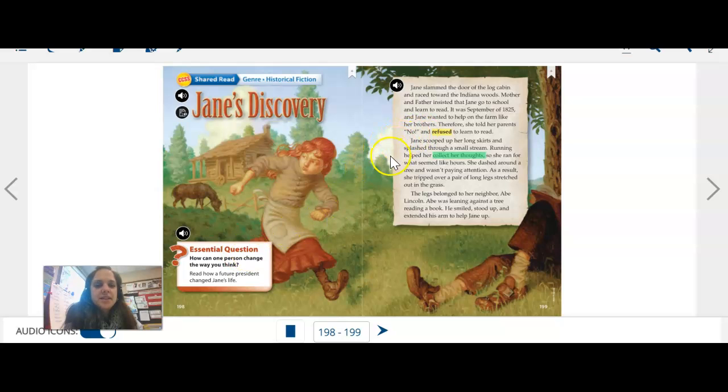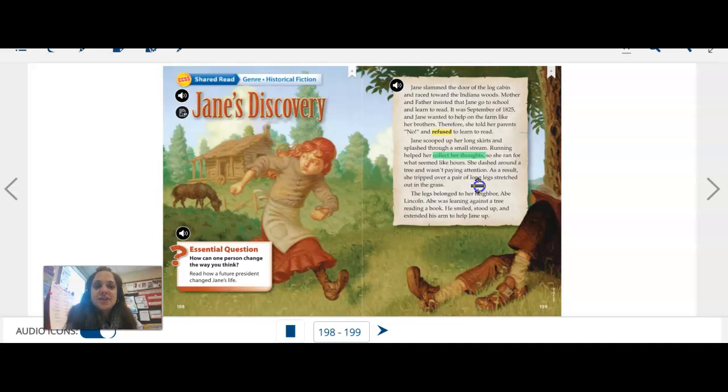I'm going to reread this second paragraph. Jane scooped up her long skirts and splashed through a small stream. Running helped her collect her thoughts. So she ran for what seemed like hours. She dashed around a tree and wasn't paying attention. As a result, she tripped over a pair of long legs stretched out in the grass.